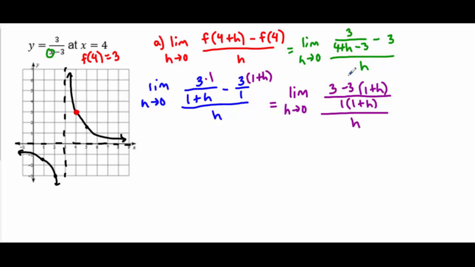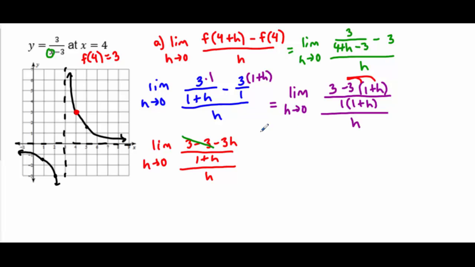So our next step is to distribute. So we get 3 minus 3h over our common denominator. 1 times 1 plus h is just 1 plus h over h. So this whole time we still have this issue of if I tried to go and plug in 0, it wouldn't work. Now's the math magical part.